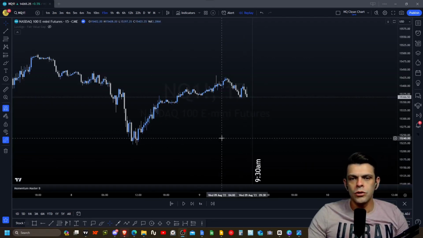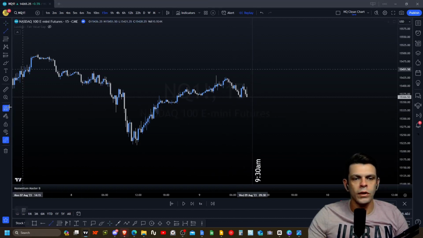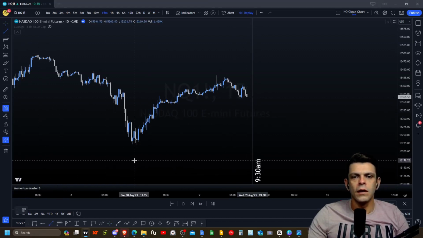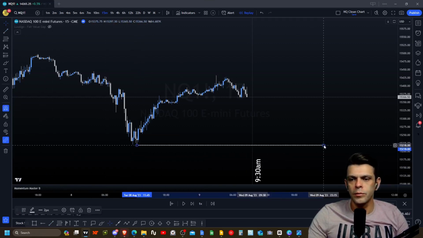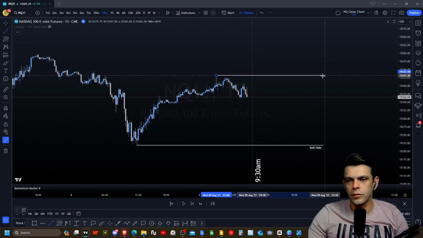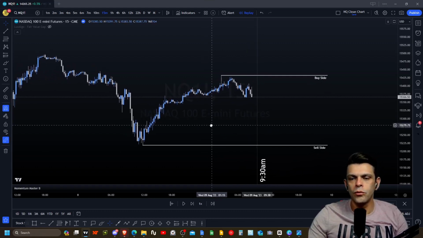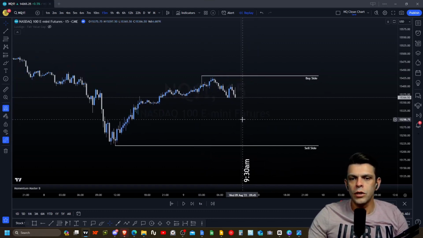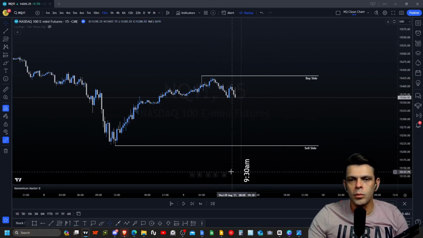Okay, this will be our second example. So right before the 9:30 opening for the New York session, we need to mark off the different liquidity pools. And like I mentioned before, below old lows is sell side liquidity, and above old highs, we have buy side liquidity. Okay, so now that we have our different liquidity pools marked off, now we just need to wait for the session to open and for price action to trade into one of these levels and then start to displace in the opposite direction.